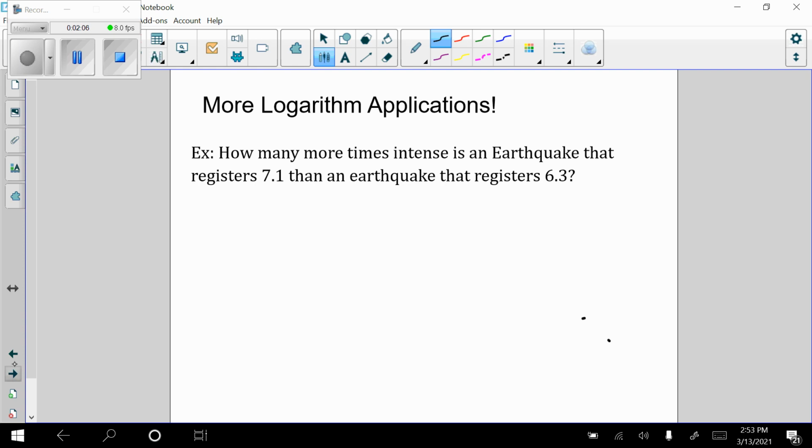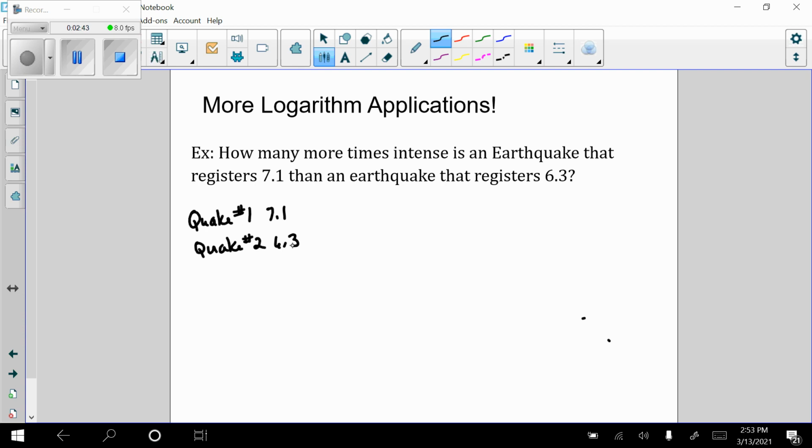Okay, so this one we're trying to figure out how many times more intense is an earthquake that registers 7.1 than an earthquake that registers 6.3. Okay, so my I, or my quake number 1, we'll call that the stronger one at 7.1. And quake number 2 is 6.3.